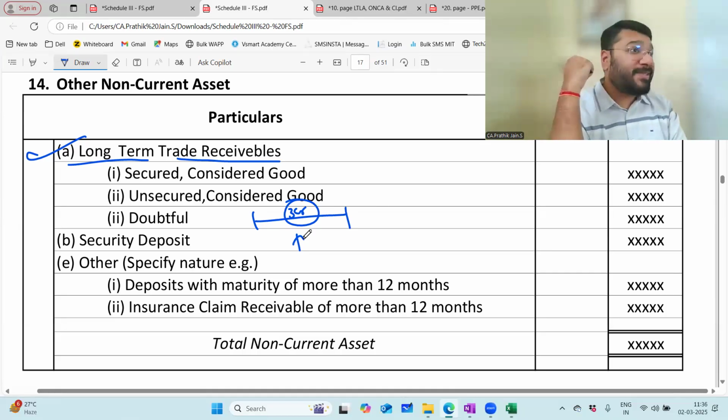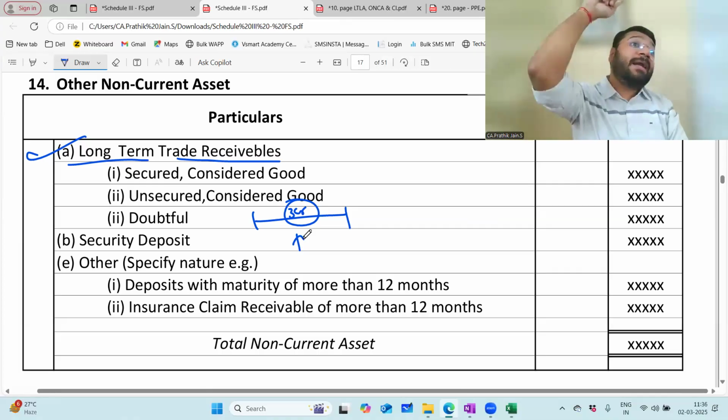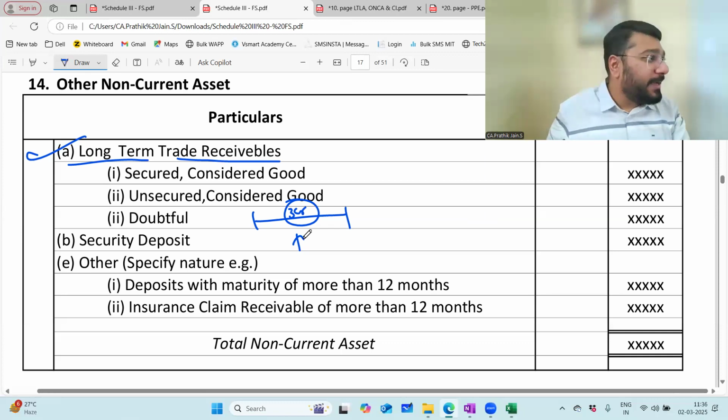After 2.5 years. Correct? So this is income received in advance. It is a non-current liability. Other non-current liabilities. Am I clear?